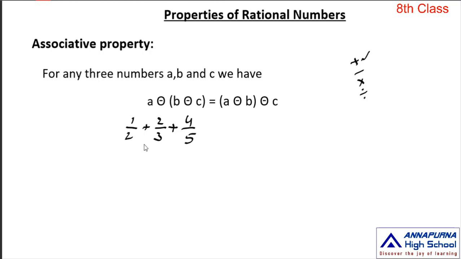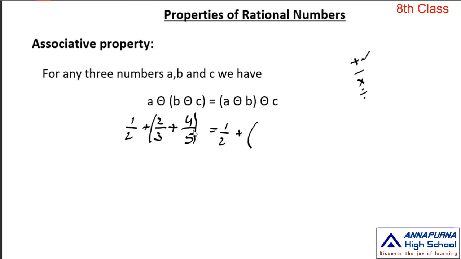But here we are adding three rational numbers. So how to add them? First, I add the last two numbers, then I add the first number to the result. I am following this process. That means here I am doing A plus (B plus C). That means I am adding the last two numbers first, then adding the first number to the result.